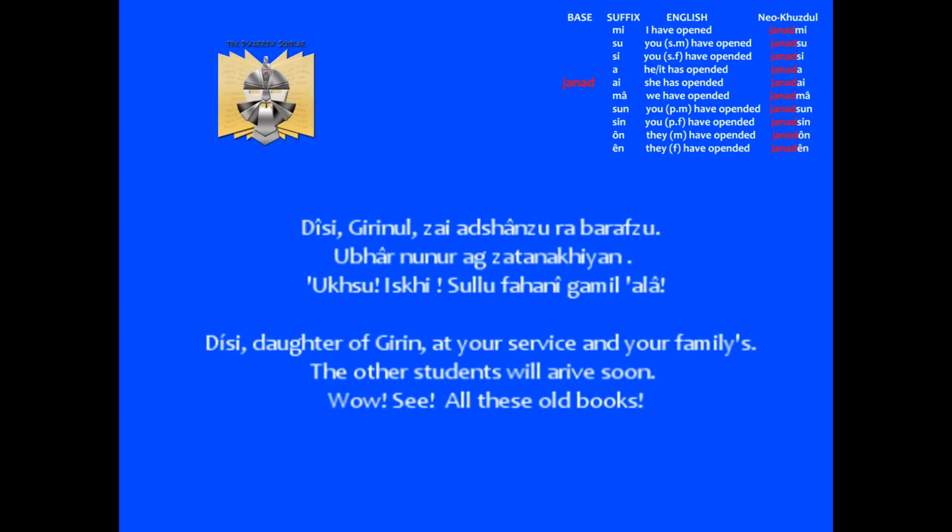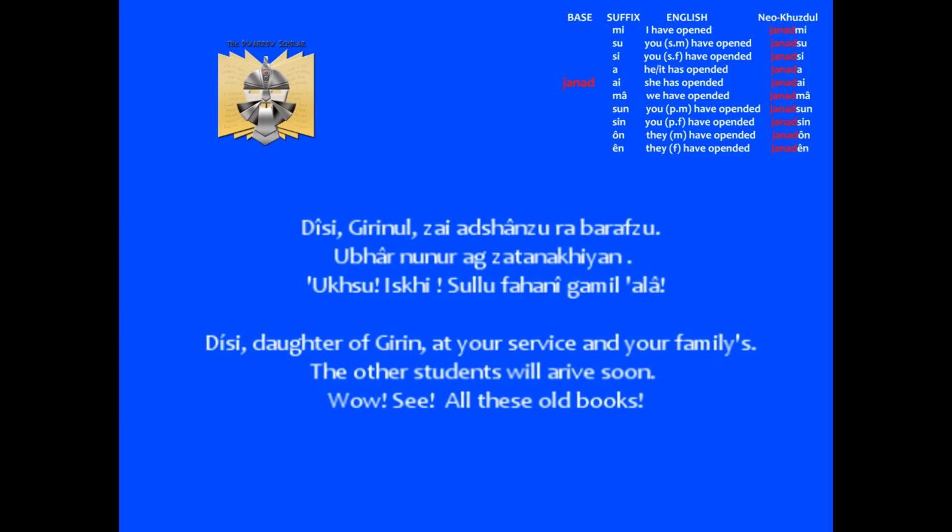So we see that Disi introduces herself in the usual very polite form to Master Gamli. First, she gives us her name and her lineage, telling Master Gamli she is the daughter of Girin. Incidentally, the name form ul means daughter of, or perhaps more commonly heard of, son of. So, zai atshanzu rabarafsu. Let's look at that first bit first.